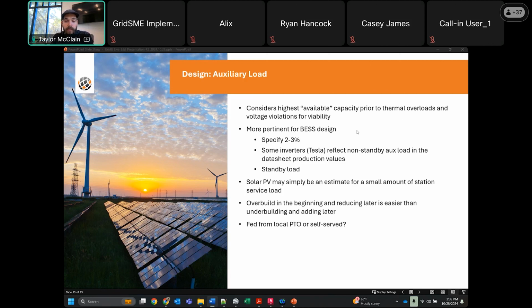But we still recommend, if you aren't certain at these beginning stages, to just go ahead and specify that higher auxiliary load amount, and then know that you can remove that later on as needed.